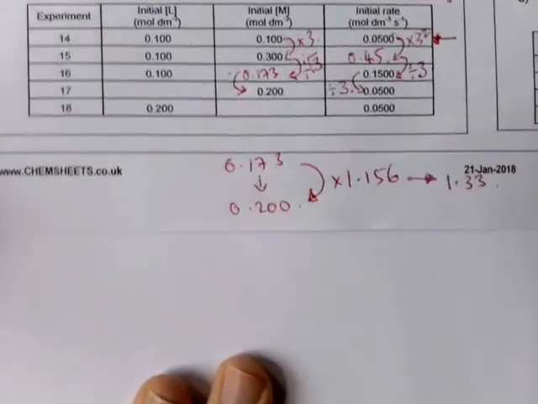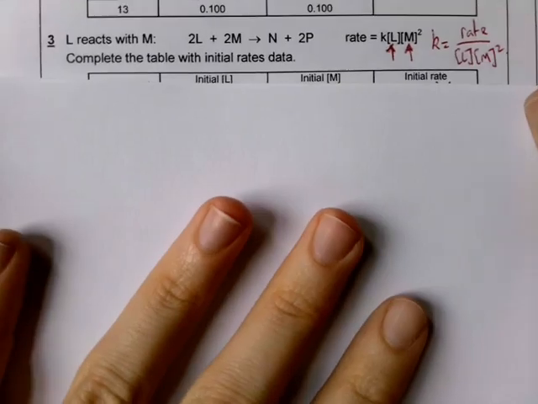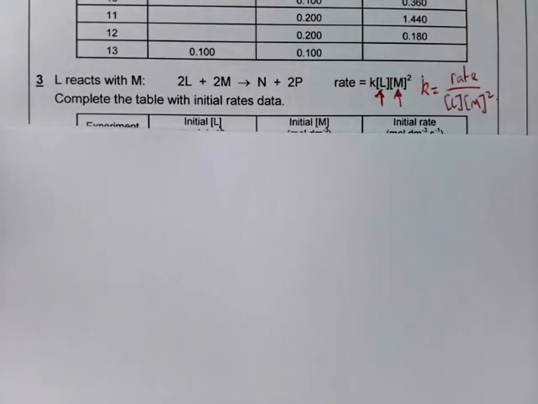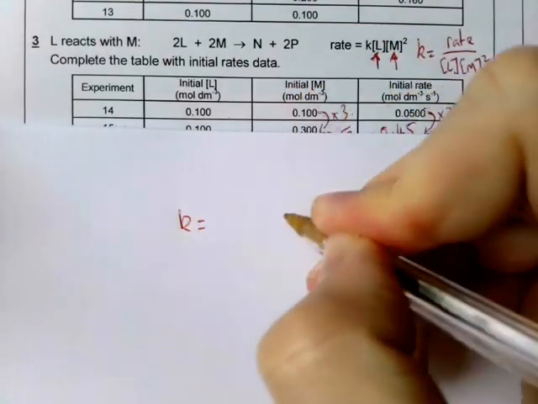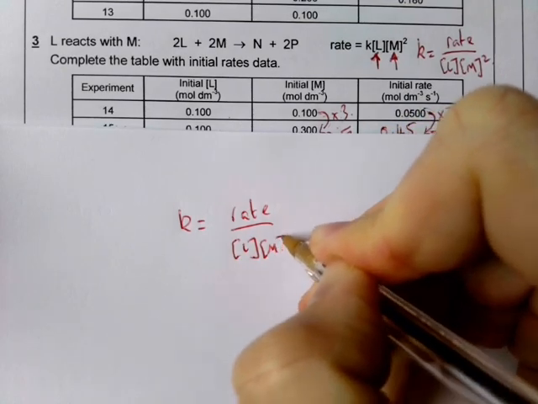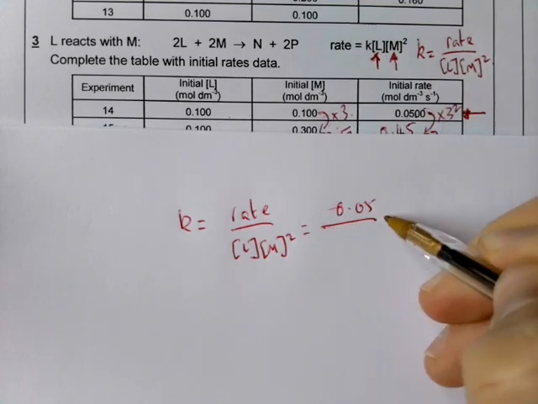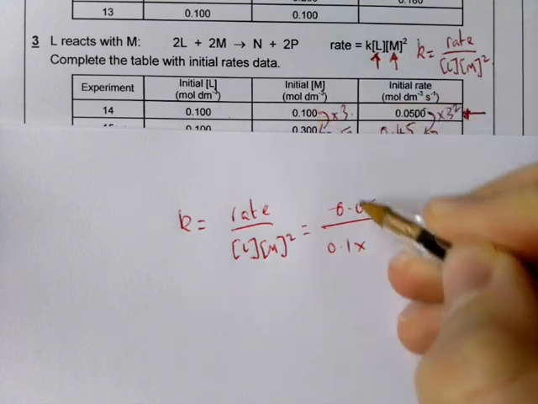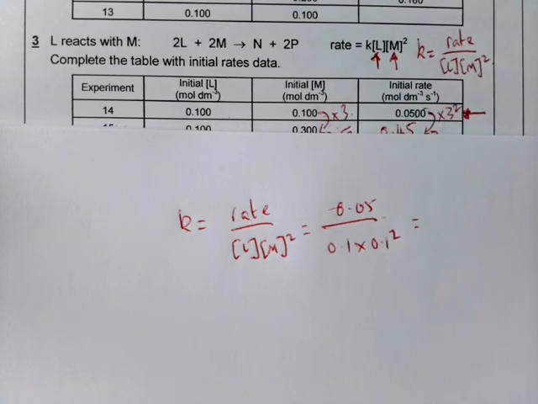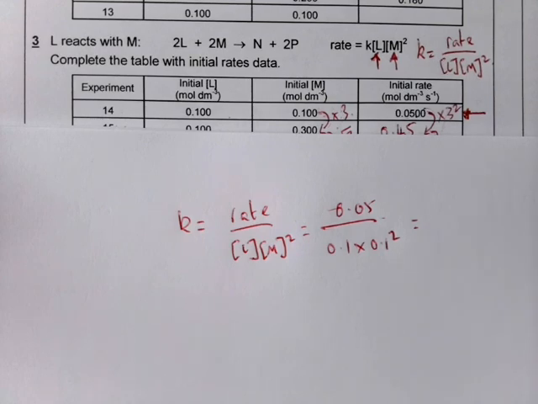So I know that K equals rate divided by L m squared, and the rate here is 0.05 divided by L, 0.1, times 0.1 squared, which will give me 0.5 divided by 0.1 cubed, will be 500. So that's my rate constant.